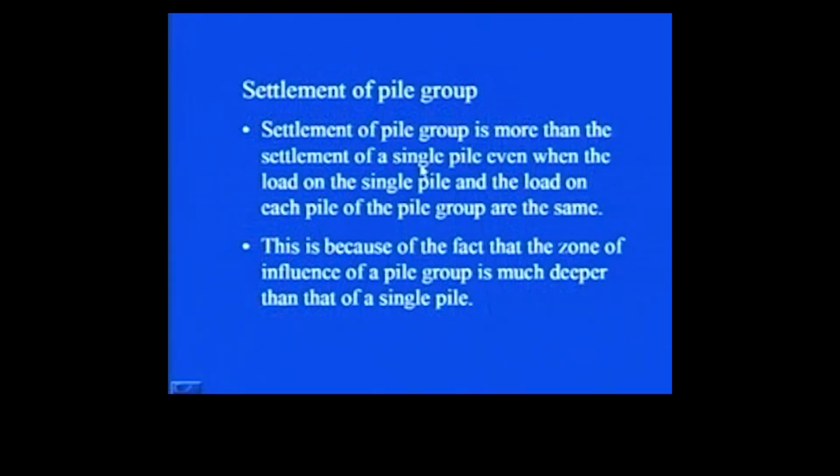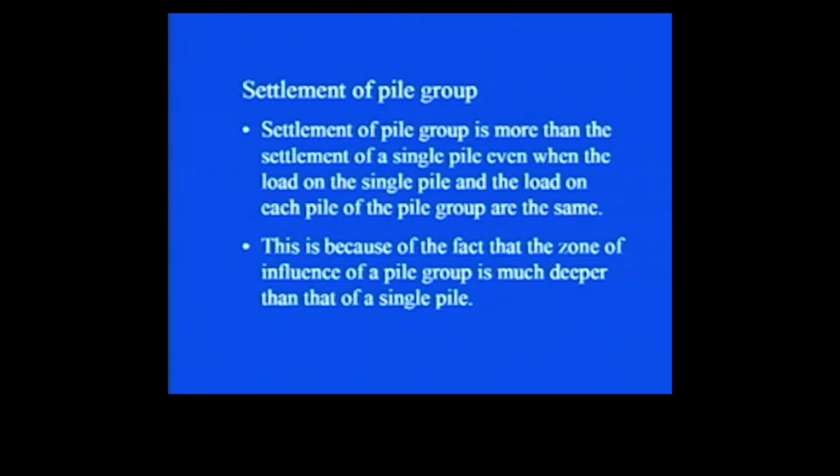In that case, if whatever load is coming to the pile group is getting equally transferred to each and every pile, even then the settlement of the pile group is more than the settlement of a single pile. So, although the load transfer is the same, the settlement of the pile group is more as compared to the settlement of a single pile. This happens because the zone of influence of a pile group is much deeper than that of a single pile.